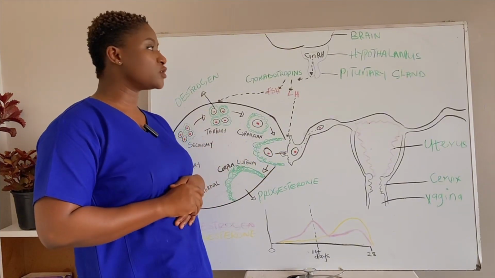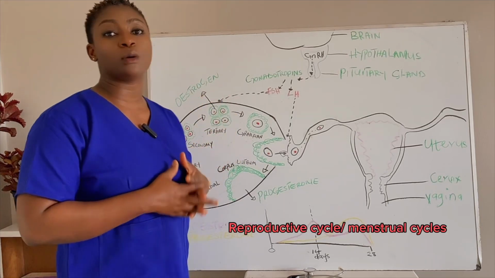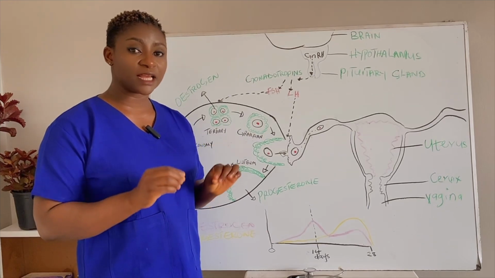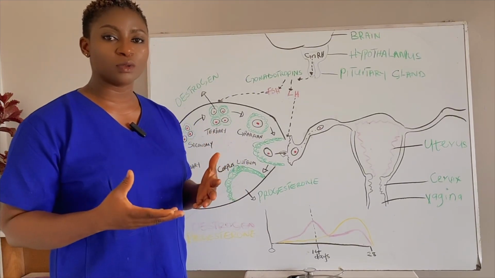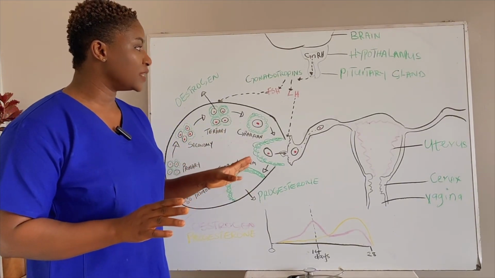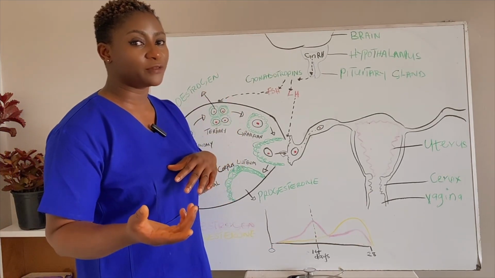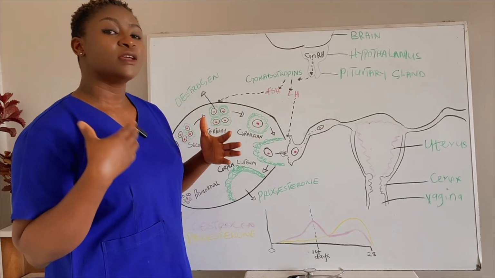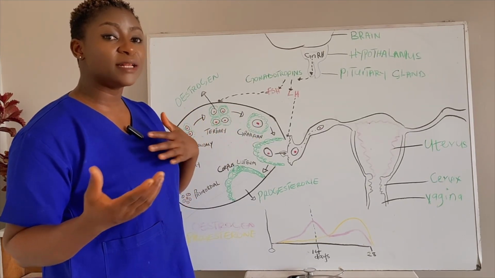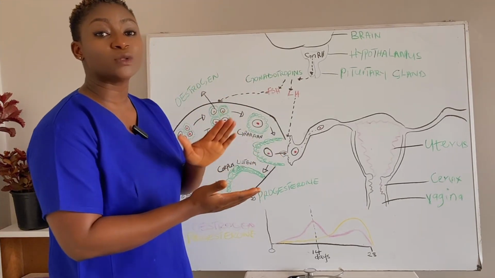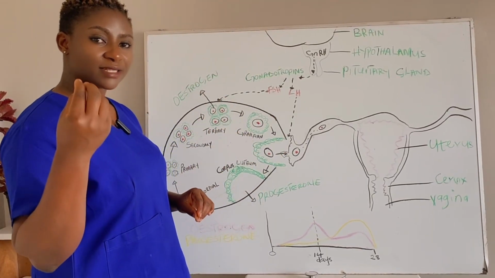Now let's go right into business. The female reproductive cycle, also known as the menstrual cycle, is a series of events that takes place in the female every month. For some women, it ranges from 21 to 35 days. So depending on how many days your cycle is, that is the series of events that happens to bring about that cycle.